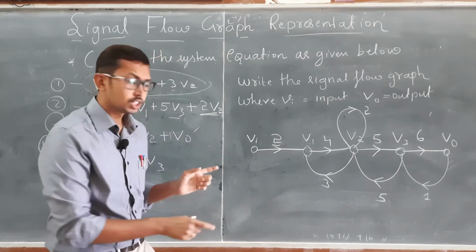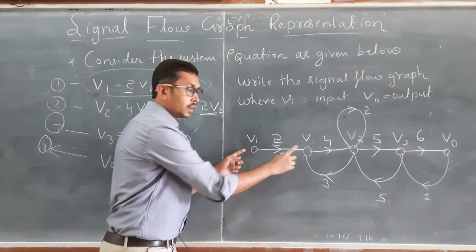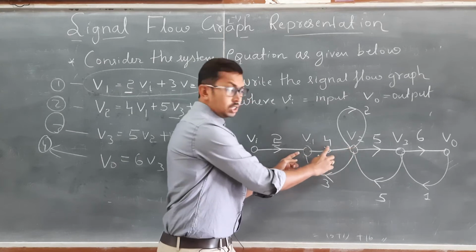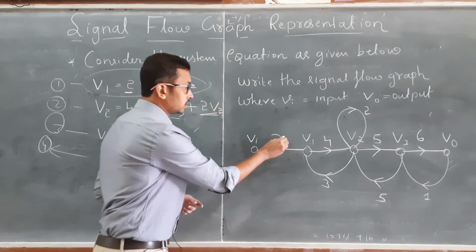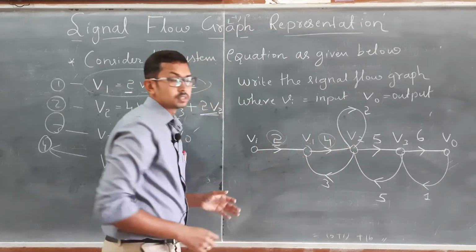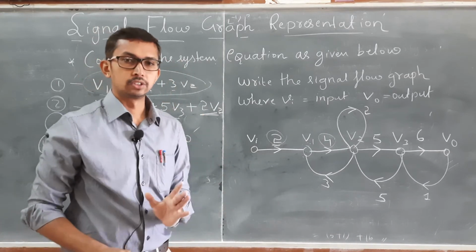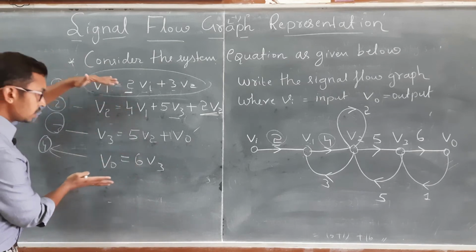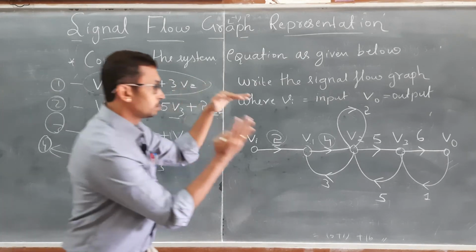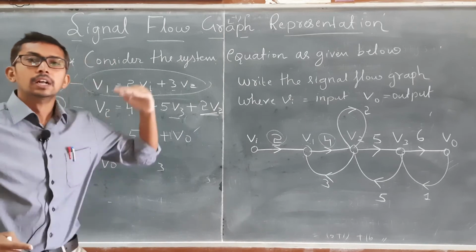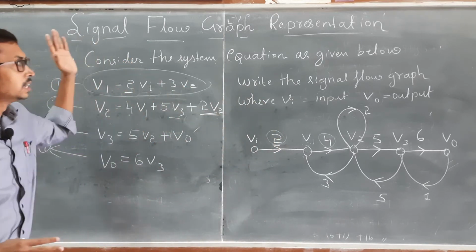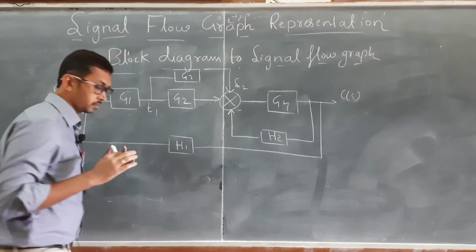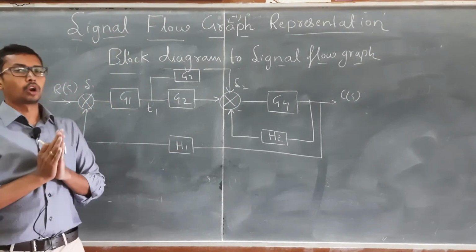What is the gain of the branch between Vi and V1? It is 2. What is the gain of the branch between V1 and V2? It is 4. Like this, whatever numbers we write represent the gain of that branch. So this is how we represent the given set of equations in a graphical representation, which we call the signal flow graph representation.